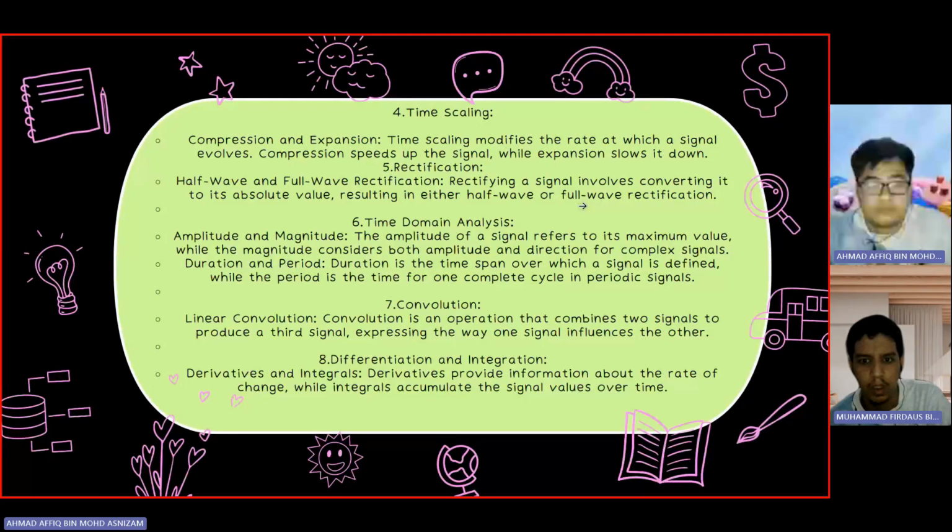Duration is the time span over which a signal is defined, while the period is the time for one complete cycle in a periodic signal. Convolution, linear convolution: convolution is an operation that combines two signals to produce a third signal, expressing the way one signal influences the other. And number 8, differentiation and integration: derivatives and integrals. Derivatives provide information about the rate of change, while integrals accumulate the signal value over time.